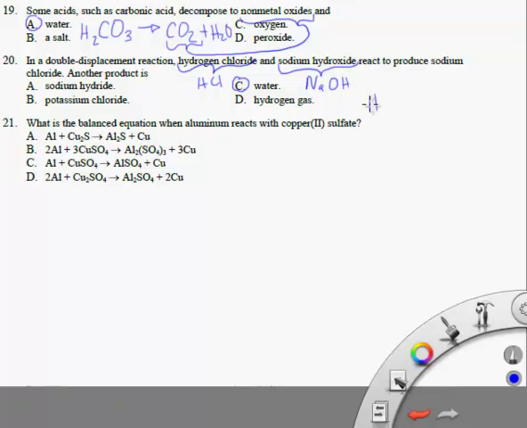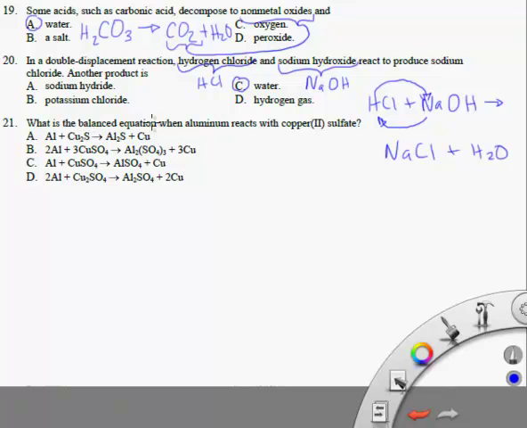What'll happen? HCl plus sodium hydroxide will form your NaCl and your water. All right, what happens? Hydrogen will displace sodium, and vice versa, sodium shall displace hydrogen. Double displacement reaction. End up with sodium chloride and HHO, or H2O.